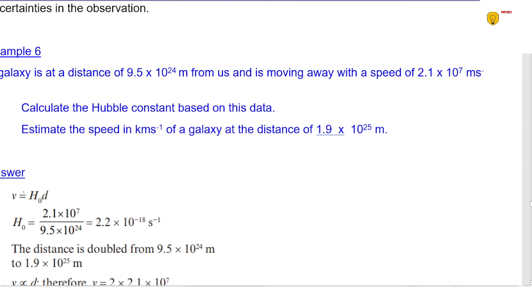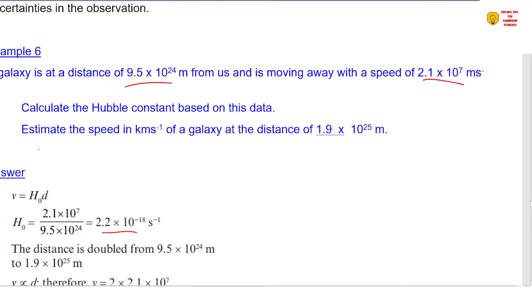Now the Hubble constant comes from the fact that v is equal to H naught d. So H naught is the Hubble's constant. Making it the subject is going to be v over d. Now v we have been given is 2.1 times 10 to the power of 7 meters per second, and d has been given as 9.5 times 10 to the power of 24 meters. And if you do that, you find the Hubble constant to be 2.2 times 10 to the power of minus 18 per second.